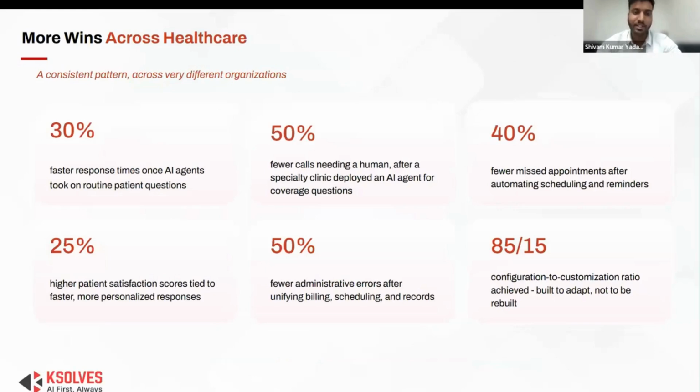Now we'll see what changes it has brought in the industry. Based on the AI capabilities, we have seen a significant increase in the efficiency of the organization. We have seen a 30% increase in faster response time once the AI agent has been implemented. Then we have seen a 50% reduction in the calls where a human is required, because right now the things are being handled by the AI agents. Now we have seen a 40% decline in missed appointments because we have automated the scheduling and reminder processes.